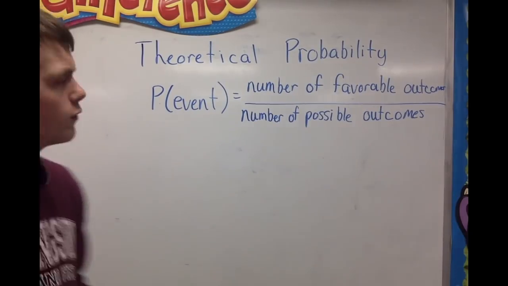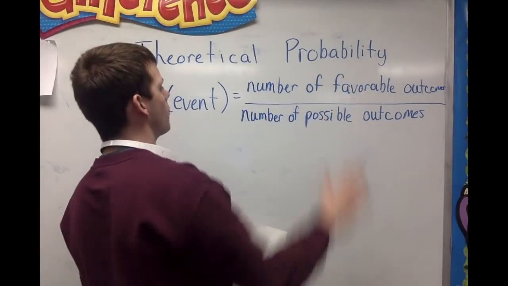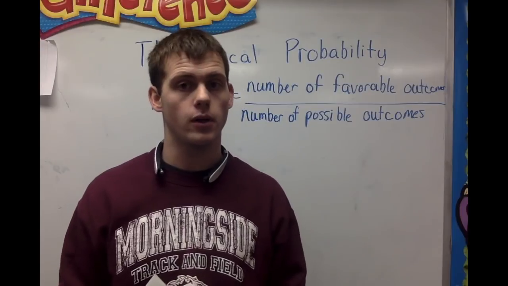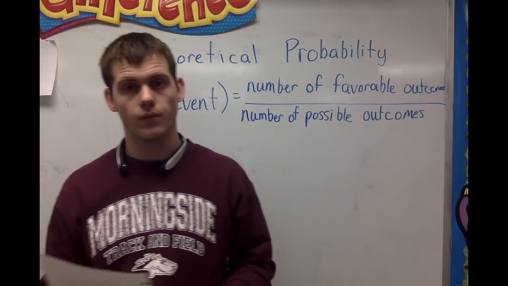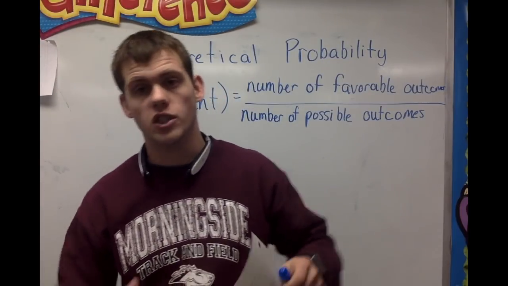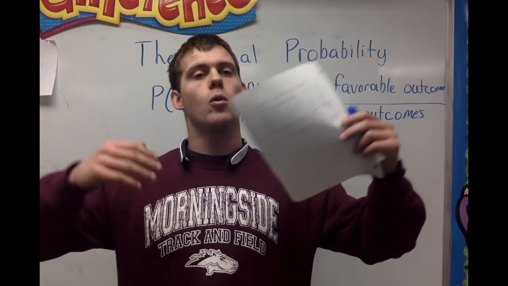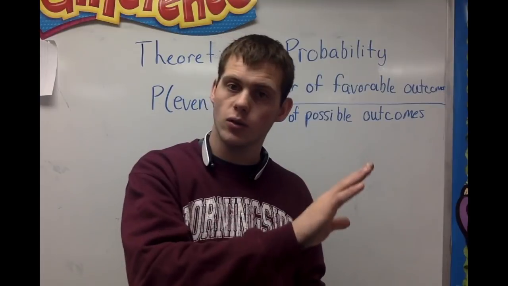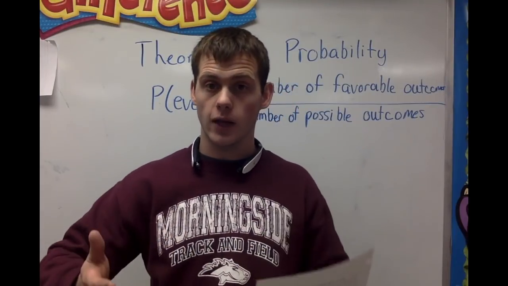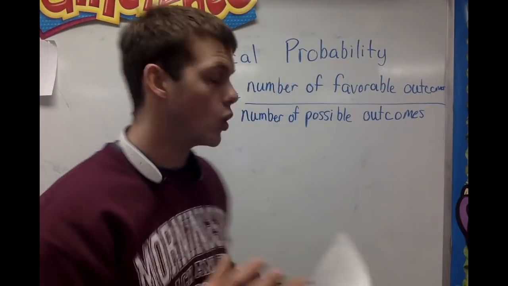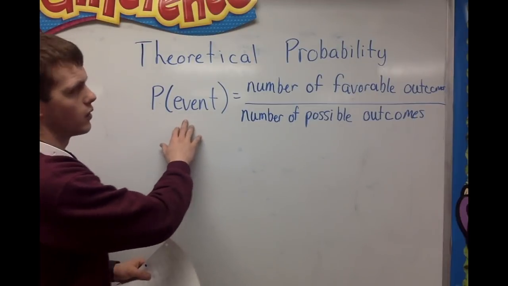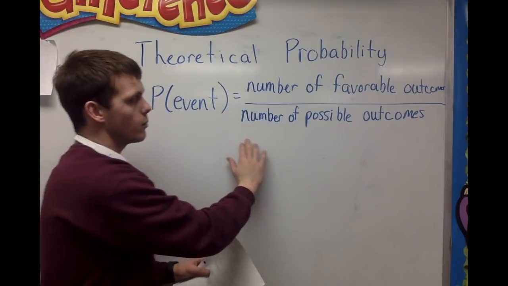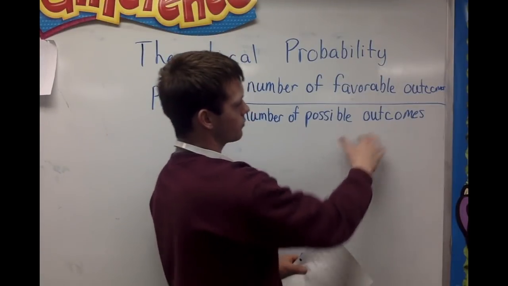Next, we're going to move on to theoretical probability. This is different than experimental probability. So theoretical tells us more what's supposed to happen. Think of it as what's supposed to happen. Think of experimental as what actually happened. So our formula for this is the number of favorable outcomes over the number of possible outcomes.